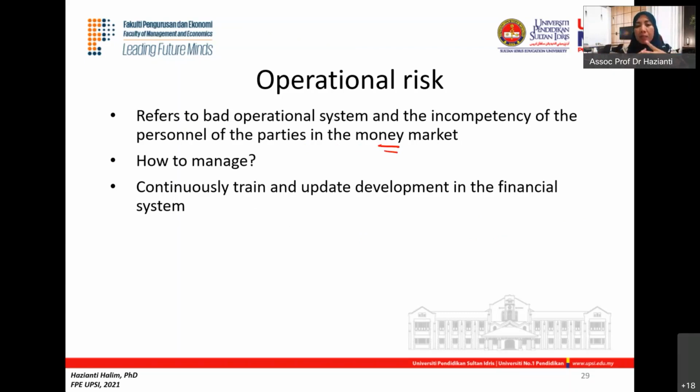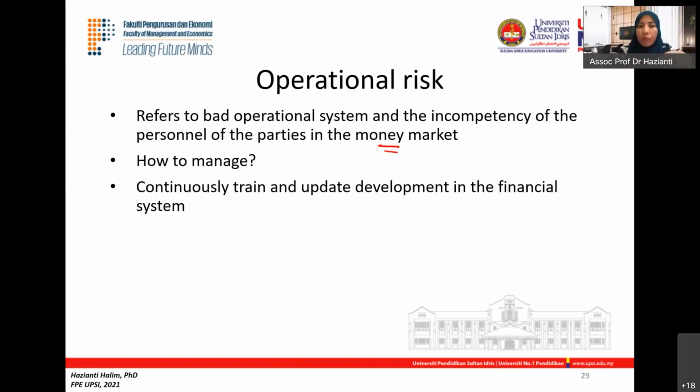Compare with the big banks, for example, with ATMs in many places, and then mobile banking and internet banking, where you can do transactions online. That is operational risk, because some banks can't afford to have all that high tech. When they can't get all this high tech, we say they are incompetent. So the operational system may not catch up with the other big banks.